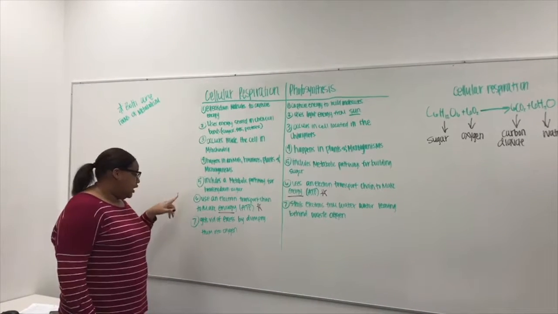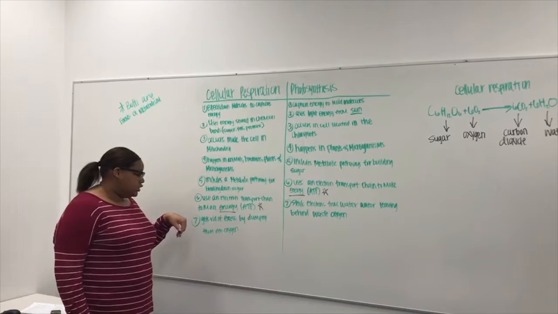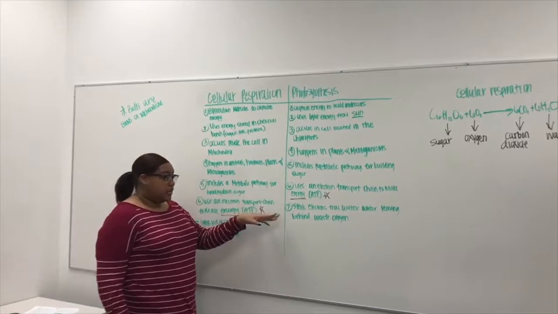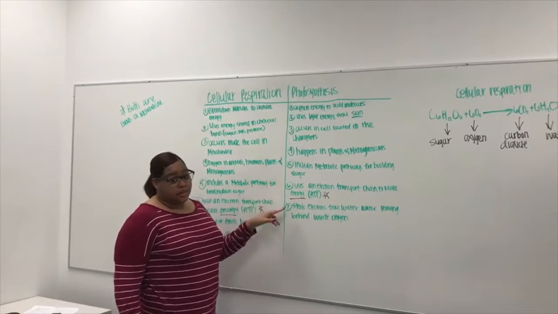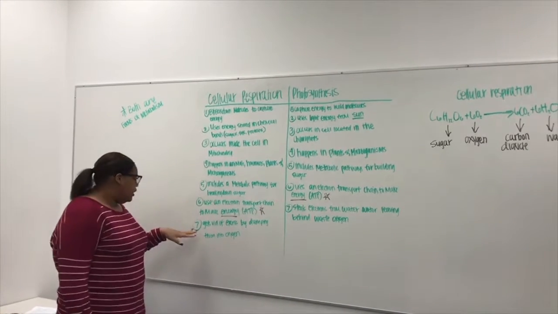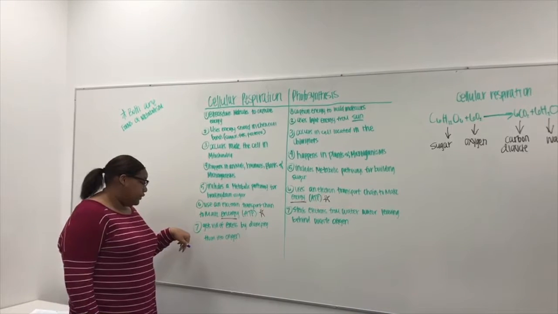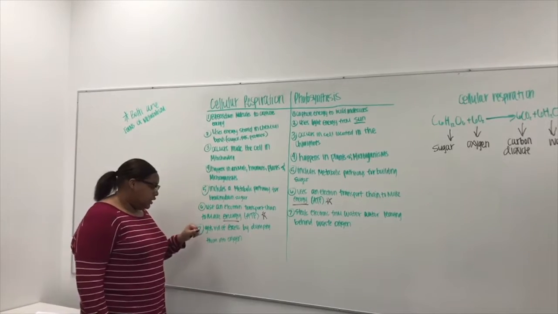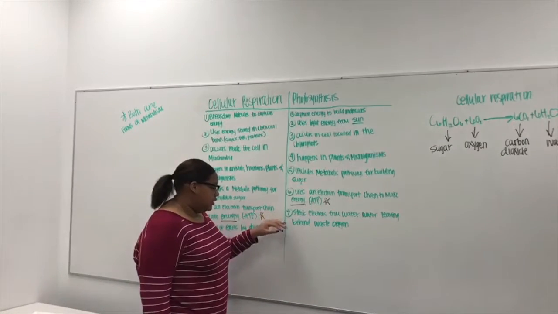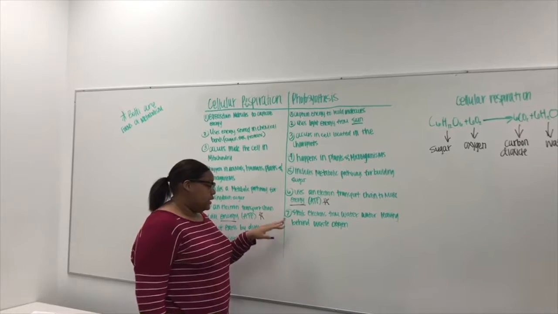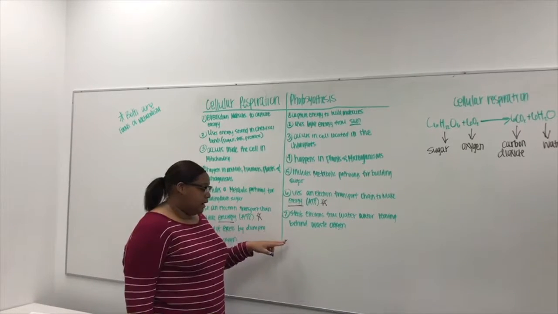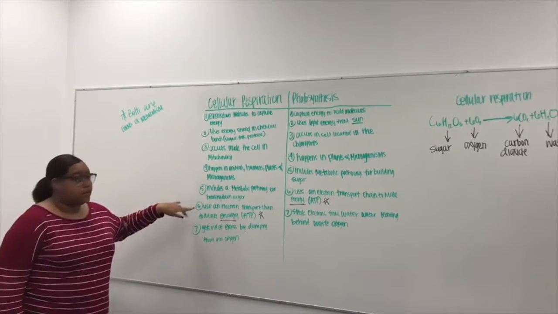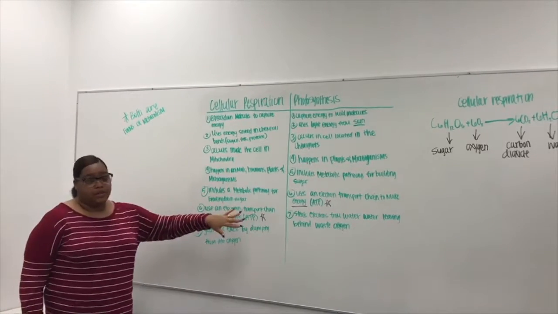Number 6, it uses an electron transfer chain to make energy, which is ATP. And in photosynthesis, it is the exact same thing. Keep that in mind. Number 7, it gets rid of the excess electrons by dumping them onto oxygen. And photosynthesis steals electrons from water, leaving behind waste and oxygen. So right here you can see the difference between cellular respiration and photosynthesis.